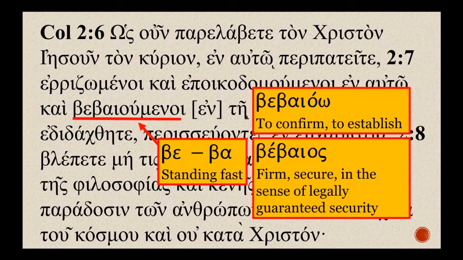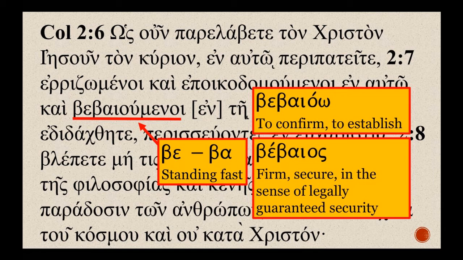So in this particular verse, having been rooted, this is perfect tense. Having been rooted and being built up, this is present tense. Having been rooted and continuously being built up in the faith and being strengthened, are being rendered steadfast. And it's a present passive participle. It's what happens to us.